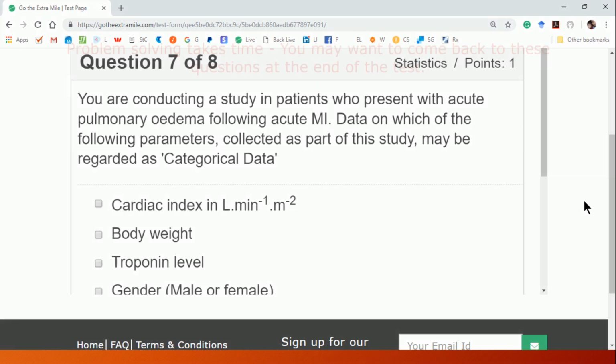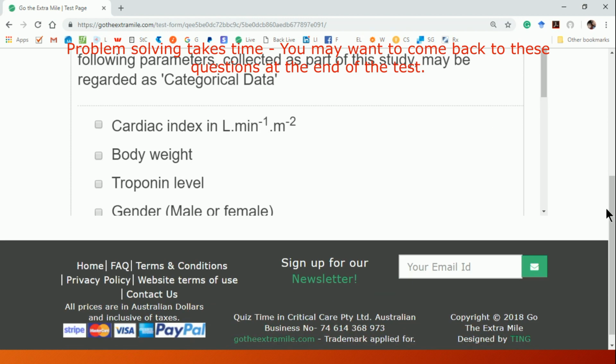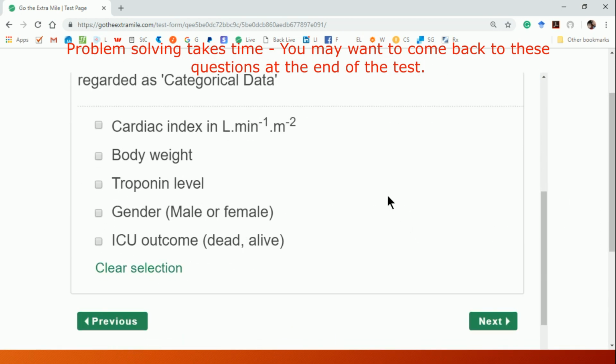Okay, now you're conducting a study in patients who present with acute pulmonary edema following acute MI. The data on which of the following parameters may be regarded as categorical data? Alright, I don't know what categorical data is, but I am thinking that it must be to do with some categories. Okay, I'm going to look for categories here. Cardiac index, body weight, troponin, gender. Well, this looks like categories and this looks like categories.